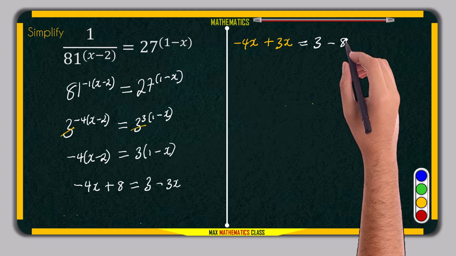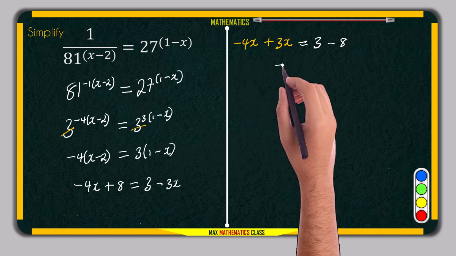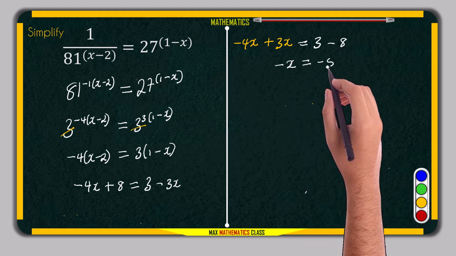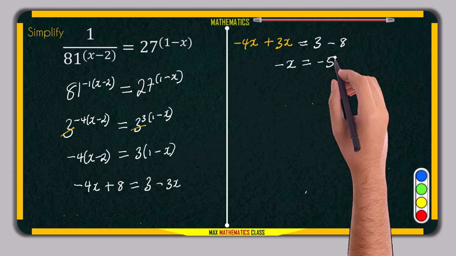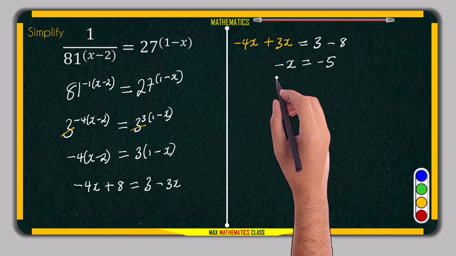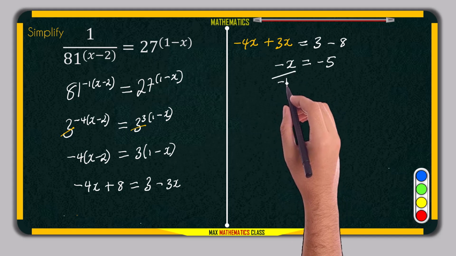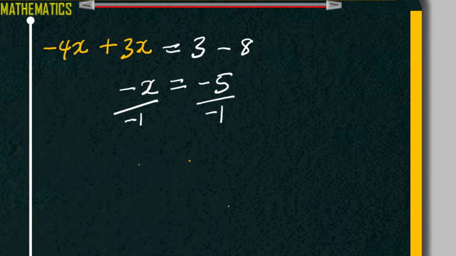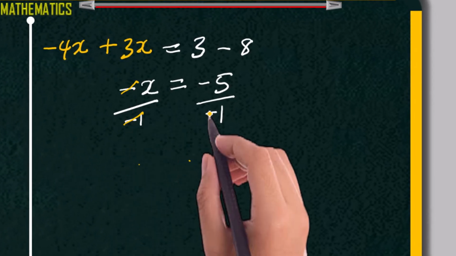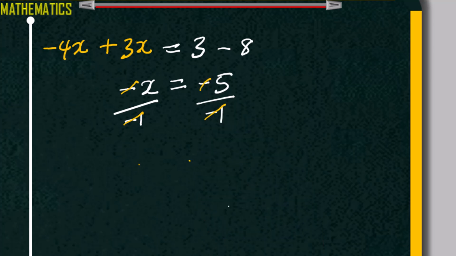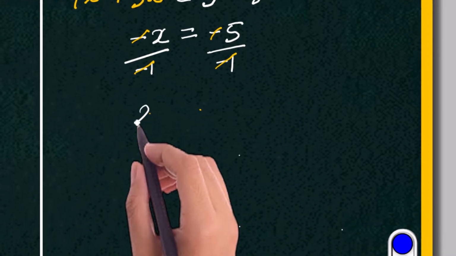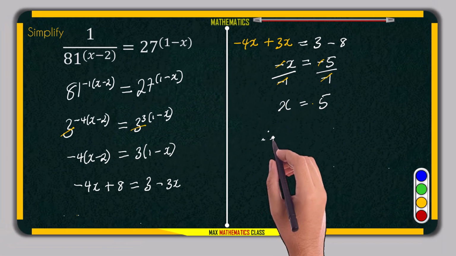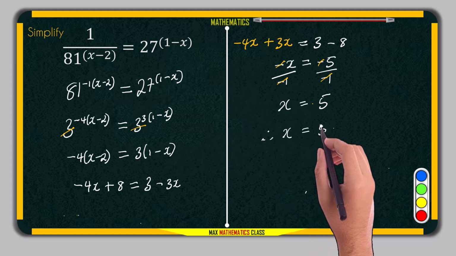So, if we simplify minus 4x plus 3x, it will give us minus x, and it will be equal to 3 minus 8 to give us minus 5. So we can divide both sides now by the coefficient of x, which is minus 1. So we divide here by minus 1, here also by minus 1. This minus will cancel out this, and this minus also cancels out this. So we now have x equal to 5. In conclusion, therefore, x is equal to 5.